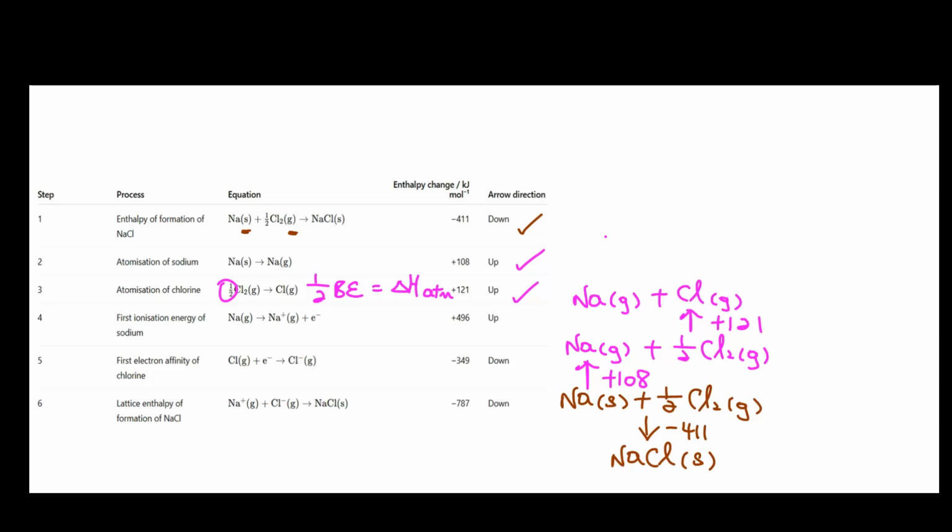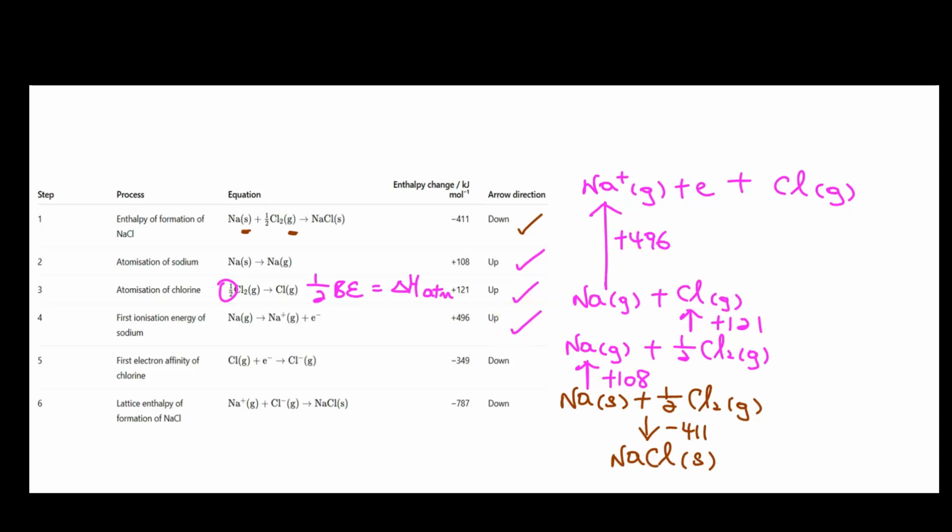Now, the gaseous sodium atom loses 1 electron to form a sodium ion. Removing an electron always requires energy because the electron is attracted to the nucleus. Therefore, first ionization energy is positive and the arrow goes upward.